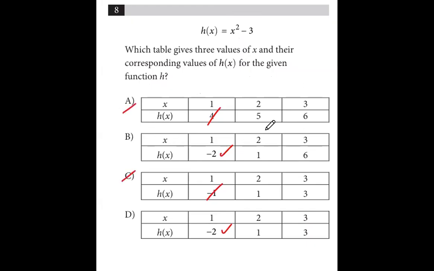And then for 2, these answers have the same value, so that won't help us rule it out. And then for 3, if we plug in 3, we get 3 squared is 9, minus 3 is 6. So h of x is equal to 6 when x is 3. So that would be this. So the correct answer is B, and it would not be D.